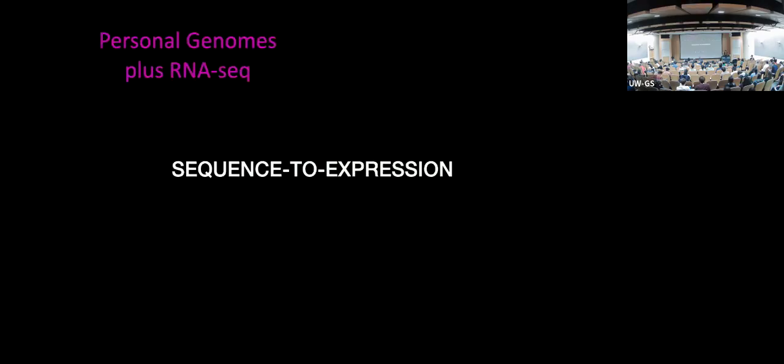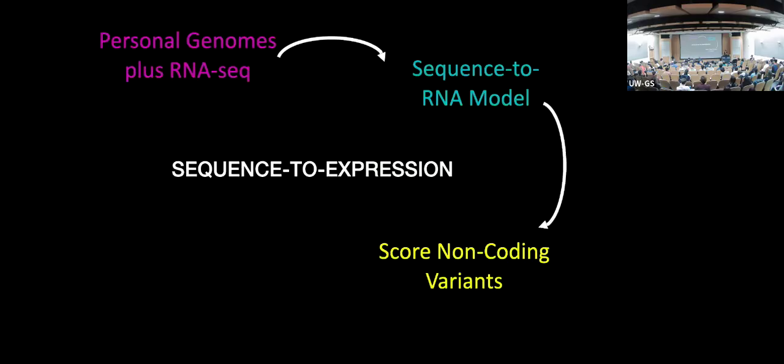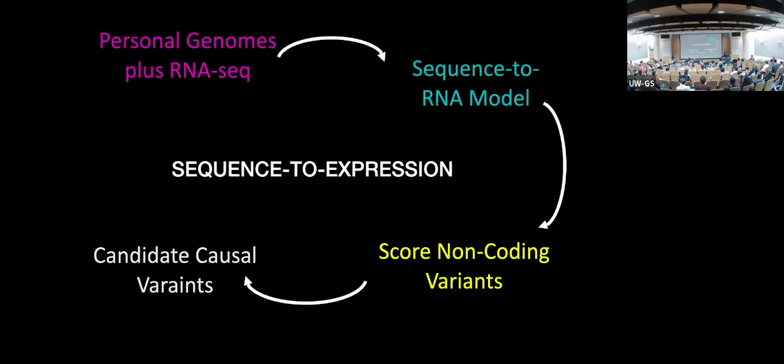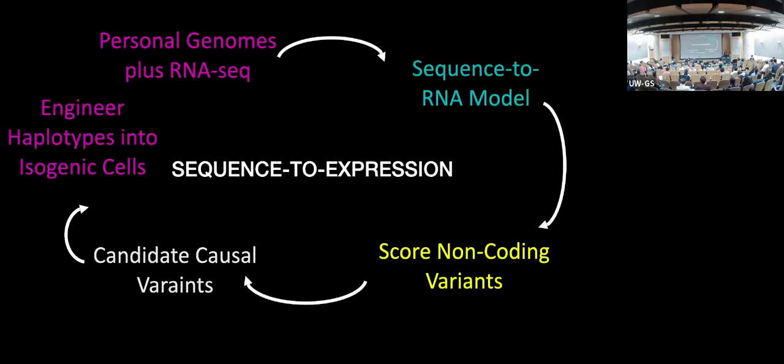But what a sequence to expression model looks like is you could start with personal genomes, cases where you have whole genome sequencing and matched RNA-seq, like the GTEx cohort that we heard about. Build a sequence to RNA model, score non-coding variants that might affect expression of genes, develop candidate causal variants, and then go and engineer these into isogenic lines, like what I just showed for the genome folding variant. And our ambition here is to do this in very high throughput with the Editron technology.